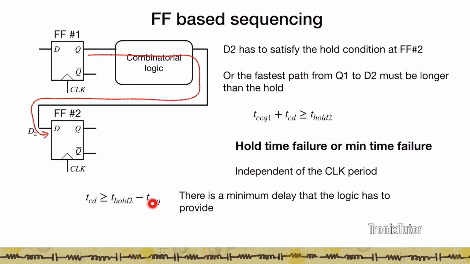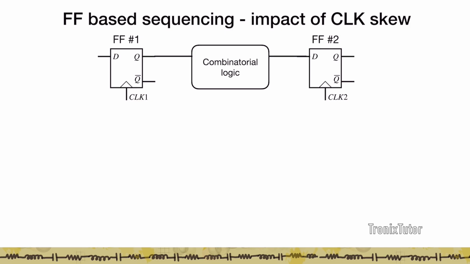Or in other words, if this number is greater than 0, it means that you cannot stick one flip-flop next to a second flip-flop. Some logic has to be stuffed in between the two flip-flops, else you'll have what is known as a hold time failure in sequencing. Now let's look at what happens if there is a skew in the clock.